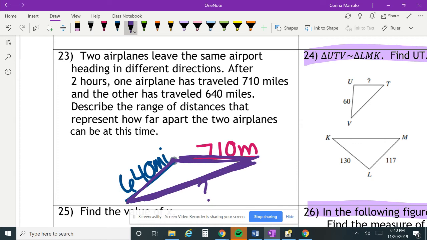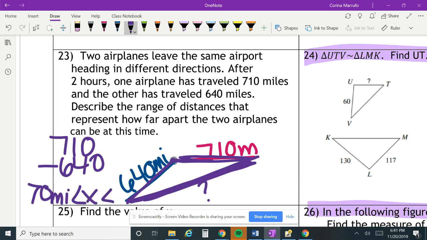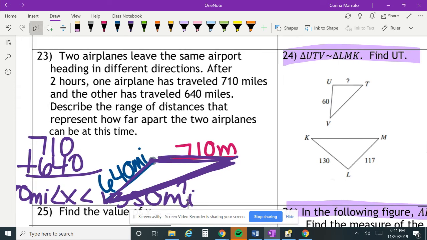So if we do 710 minus 640, that is going to give us 70. So 70 miles is less than x, which is less than, and then we're going to add the 2 numbers, so 640 plus 710, and that is going to give us 1350 miles. That's your range for your distances.